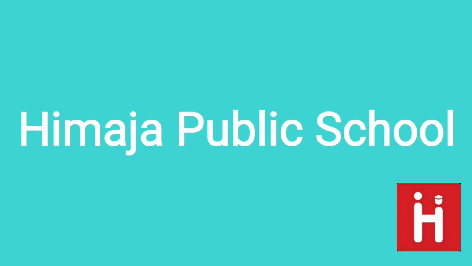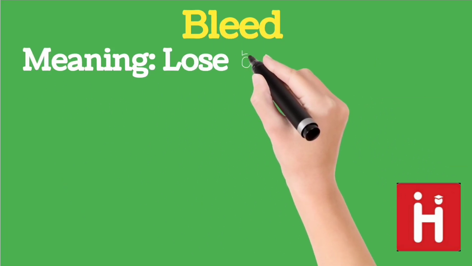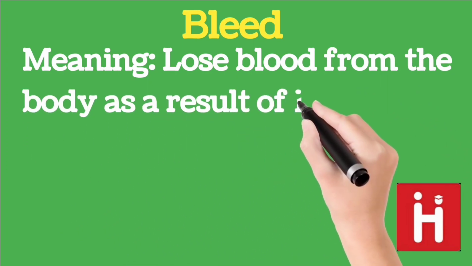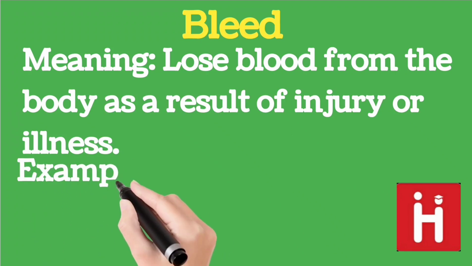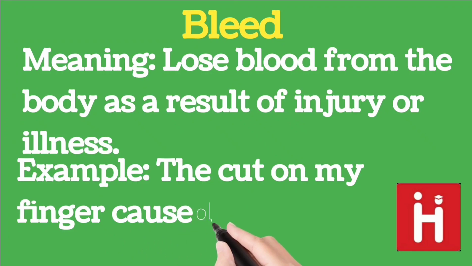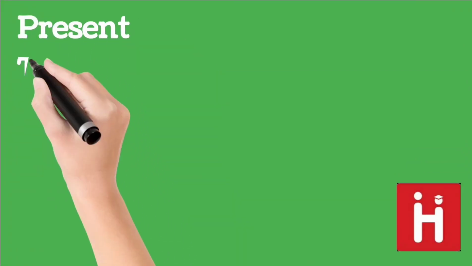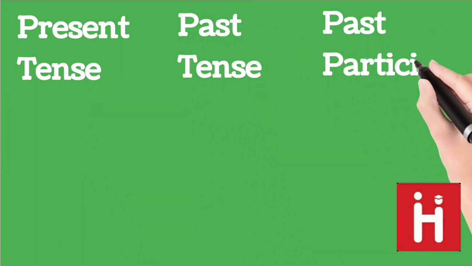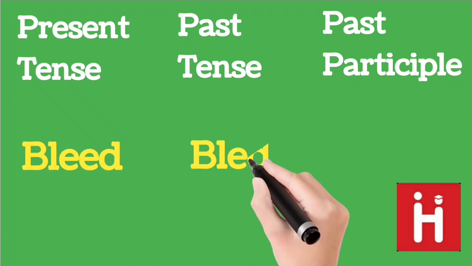Now we see the verb bleed, meaning to lose blood from the body as a result of injury or illness. Example, the cut on my finger caused it to bleed. The three forms of the verb bleed are bleed, bled, bled.